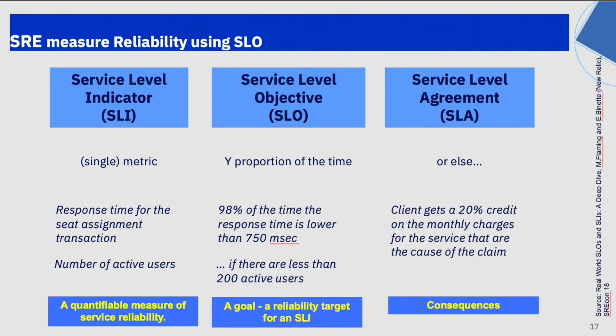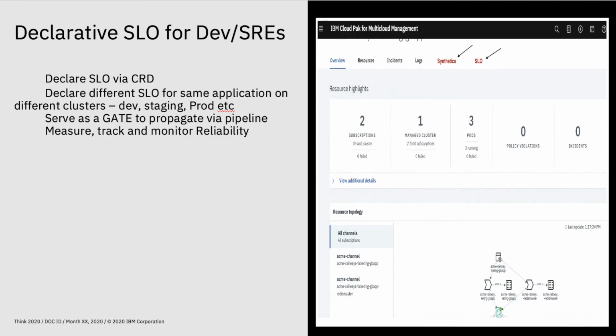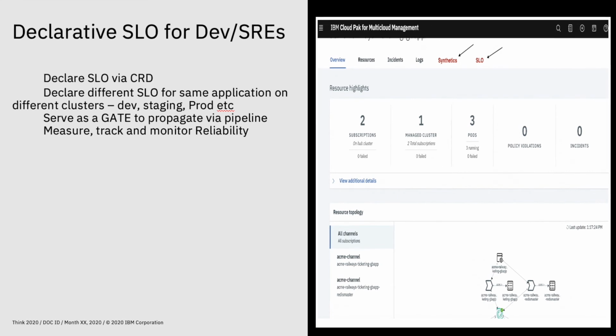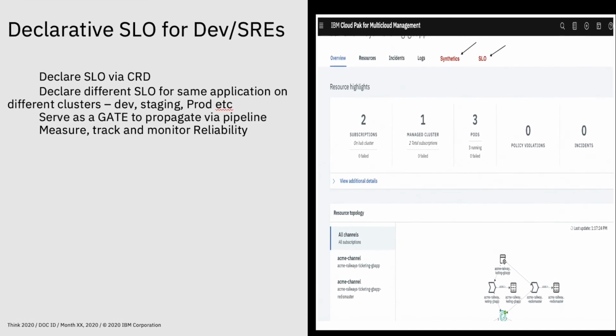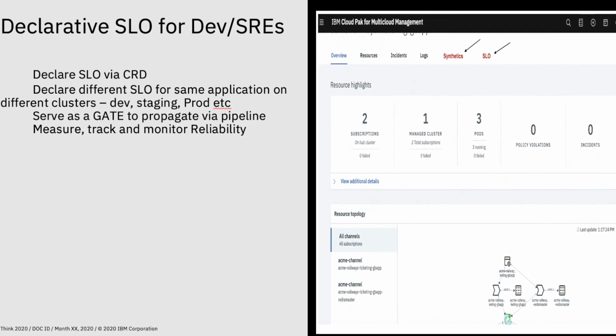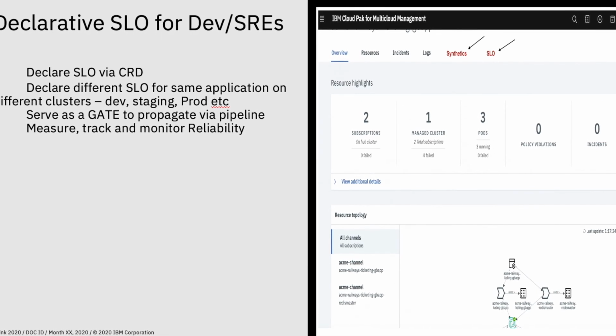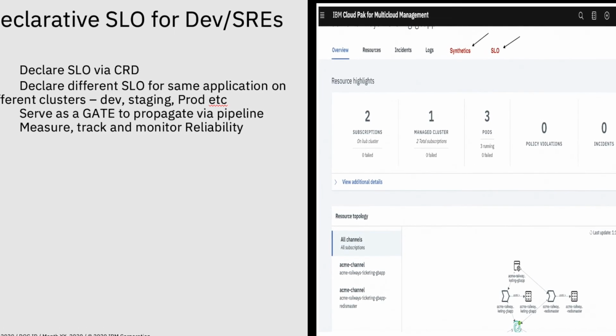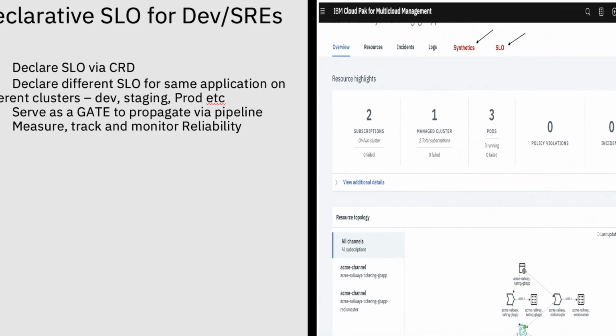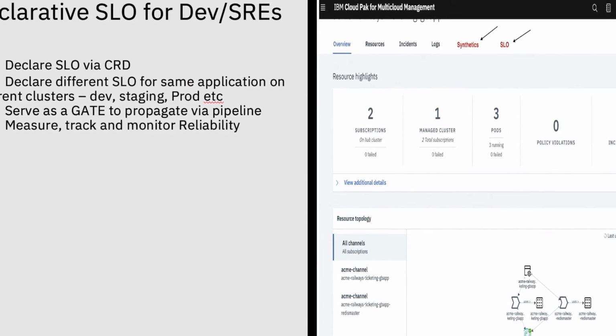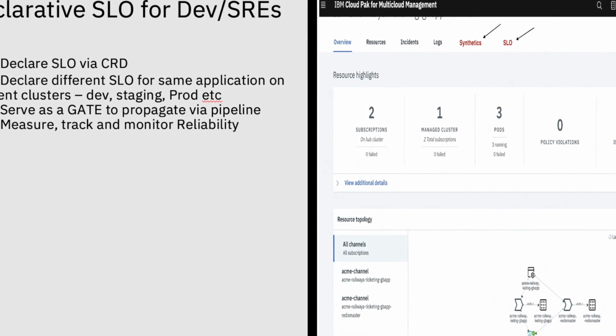And service level agreement is a contractual agreement between the business and the client on the service that is being provided with terms of penalty if the target is not met. In Cloud Pak for multi-cloud management, we enable you to set the service level indicator and objective through a UI or through custom resource definitions. They can serve as gates for your code promotion between various environments. Once defined, measure and track the SLOs alongside your application.